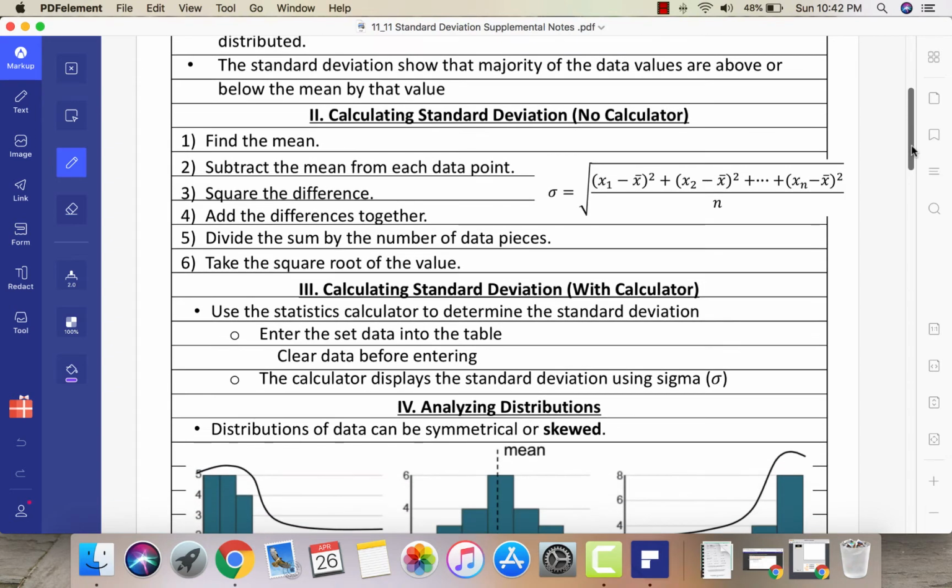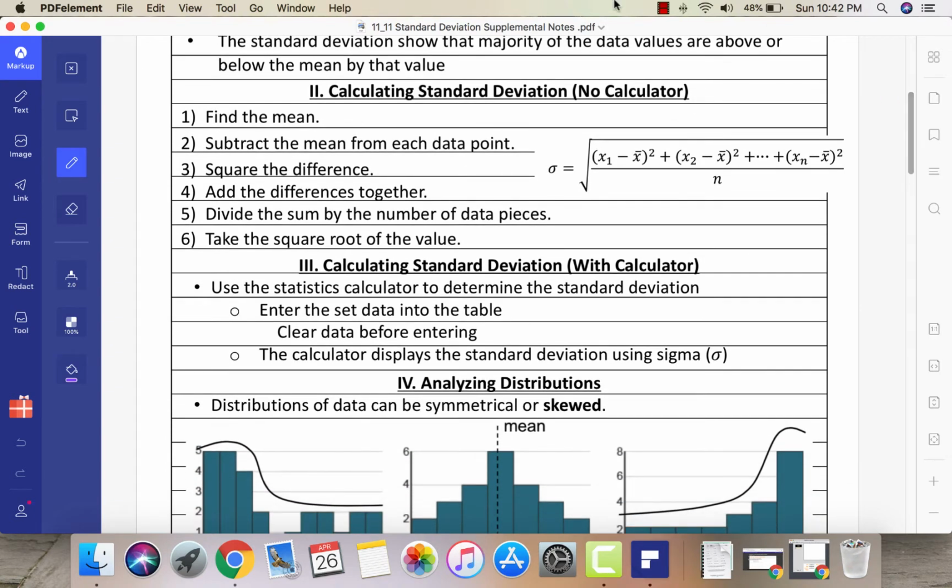Okay, so how do we calculate standard deviation without a calculator? Because sometimes you will not have one. So we first have to find the mean. We add up all the data points and divide by how many there are. Then we subtract the mean from each data point, then square the difference. So we take the data point, subtract the mean, then square it. Then we add up all of those numbers together, divide by how many there are, and then take the square root.